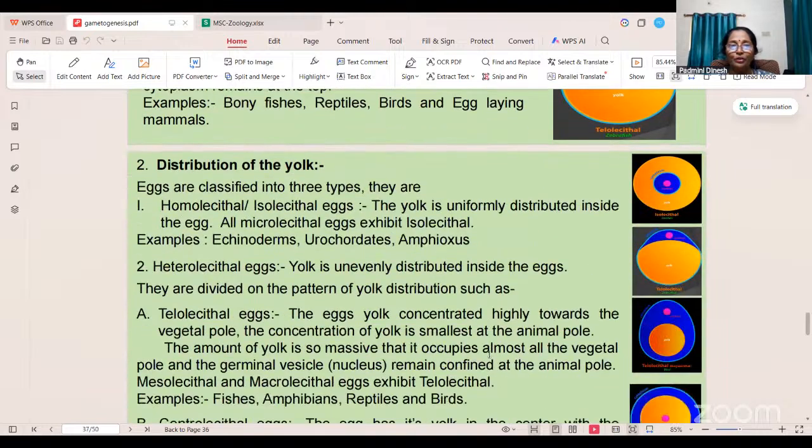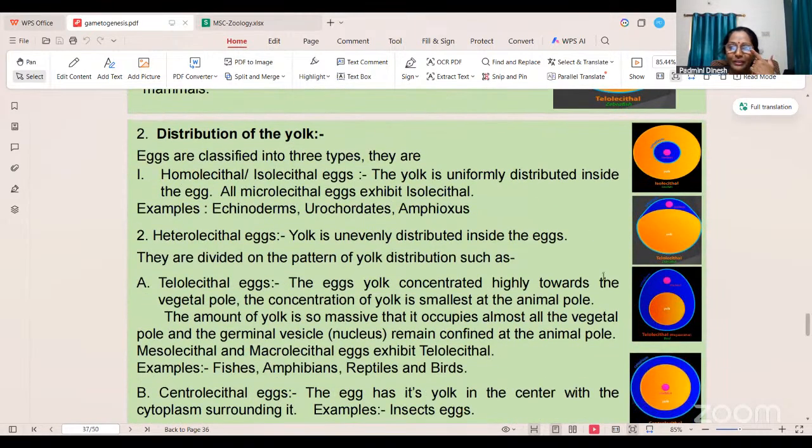Now, according to the distribution of the yolk, you can find different types. According to that, they can be of types such as homolecithal and heterolecithal. Homolecithal, also called isolecithal, is where the yolk is uniformly distributed inside the egg. You can see it is uniformly distributed around the nucleus, and the center part is the cytoplasm. Examples here are again echinoderms, urochordates, and amphioxus.